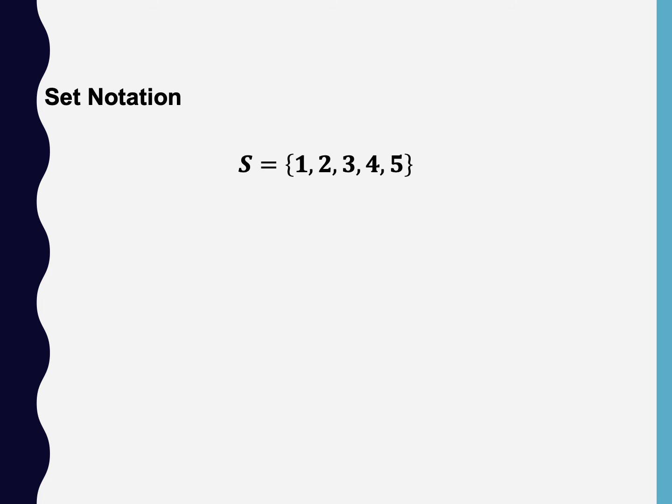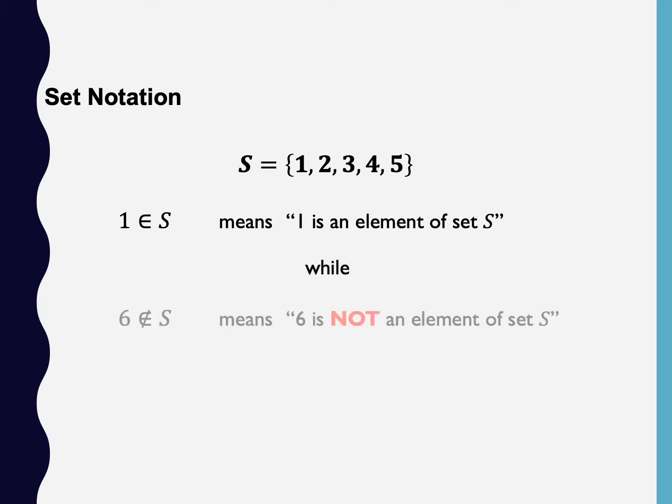Also, one of the important notions in sets is the concept of membership, or the belonging of an element to a set. We denote such membership like this. So it means that 1 is an element of set S. On the other hand, non-membership will be denoted like this, which means 6 is not an element of set S.